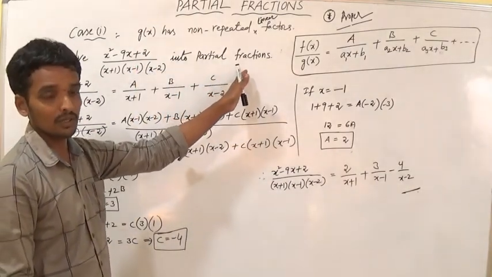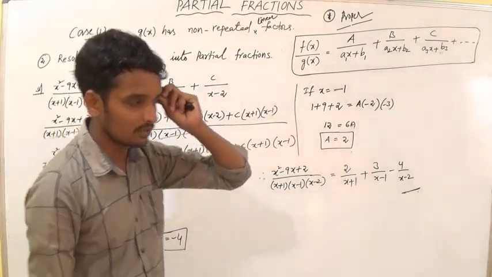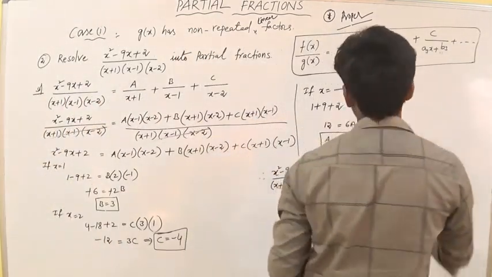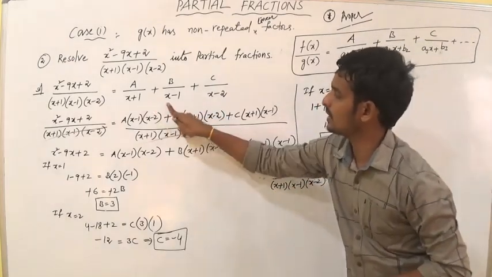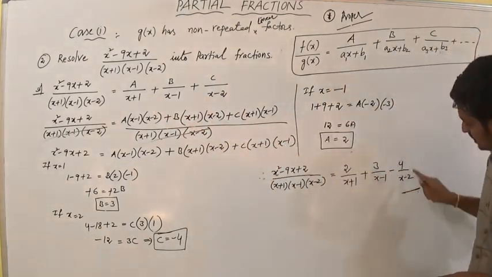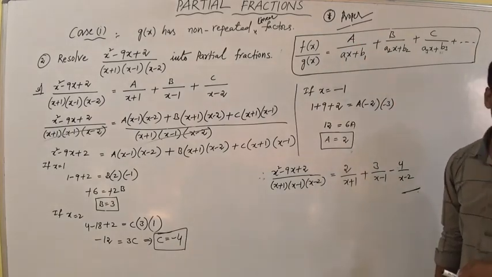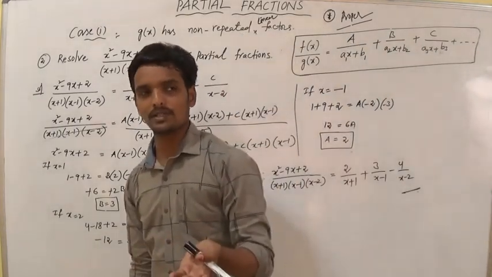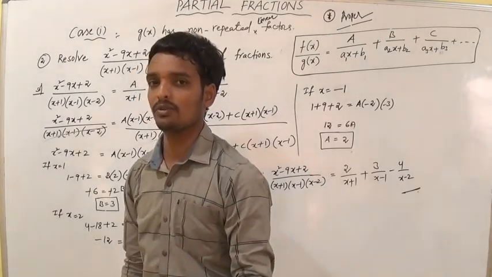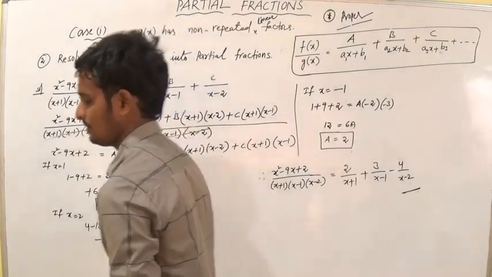How can we solve? So we have to keep one sentence in your mind. The partial fractions are always proper fractions. If they are giving an improper fraction, we can convert it into proper fractions, then partial fractions. How can we? So let us see.